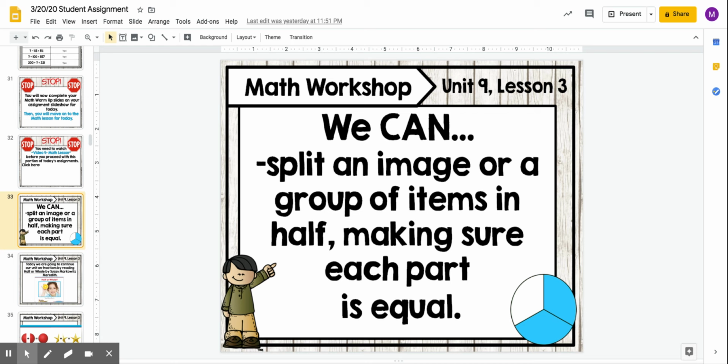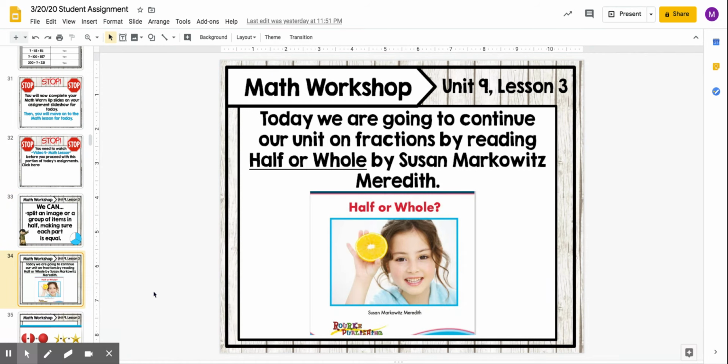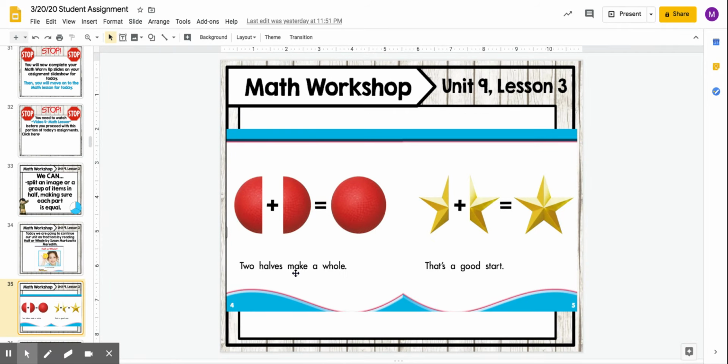Today we are going to move on to lesson 9.3. By the end of this lesson, we are going to be able to say we can split an image or a group of items in half, making sure each part is equal. We're going to begin by reading Half or Whole by Susan Markowitz Meredith.